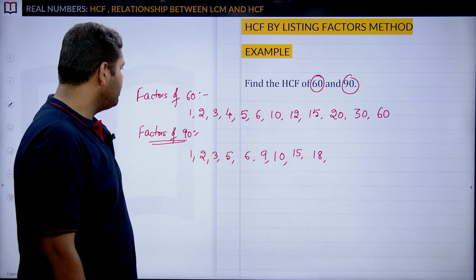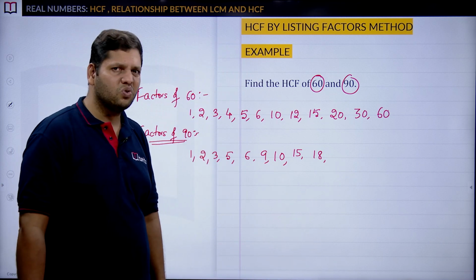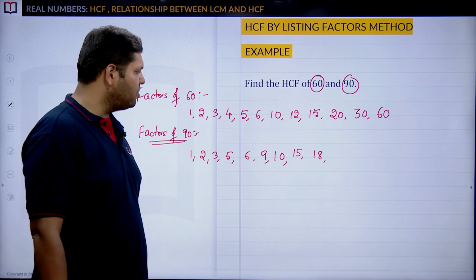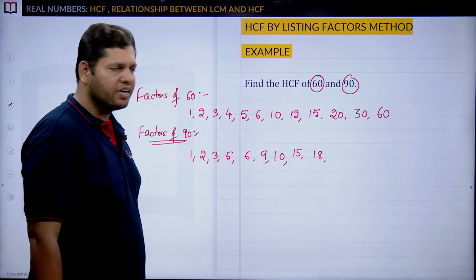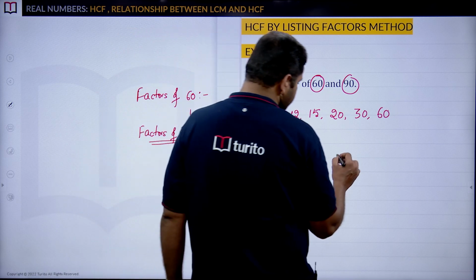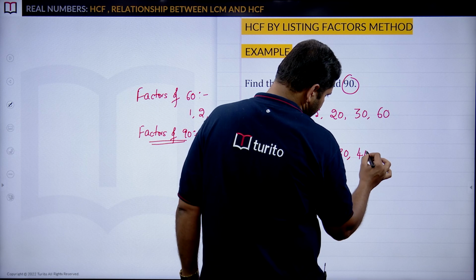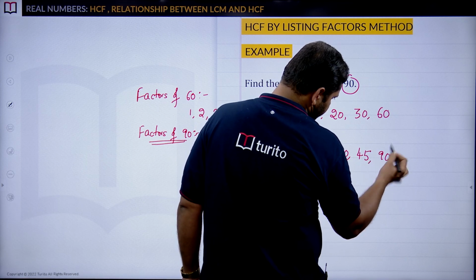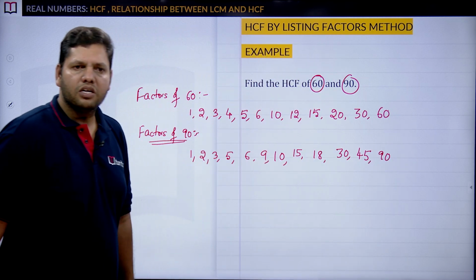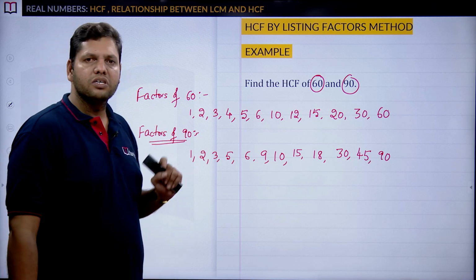Okay. And 19, 20, 21, 22, 23, 24, 25, 26, 27. No, we can go directly to 30 because 30 threes are 90. Next, I will go 45. Next, I will go 90. Clear children? These are all the factors of 60 and factors of 90.